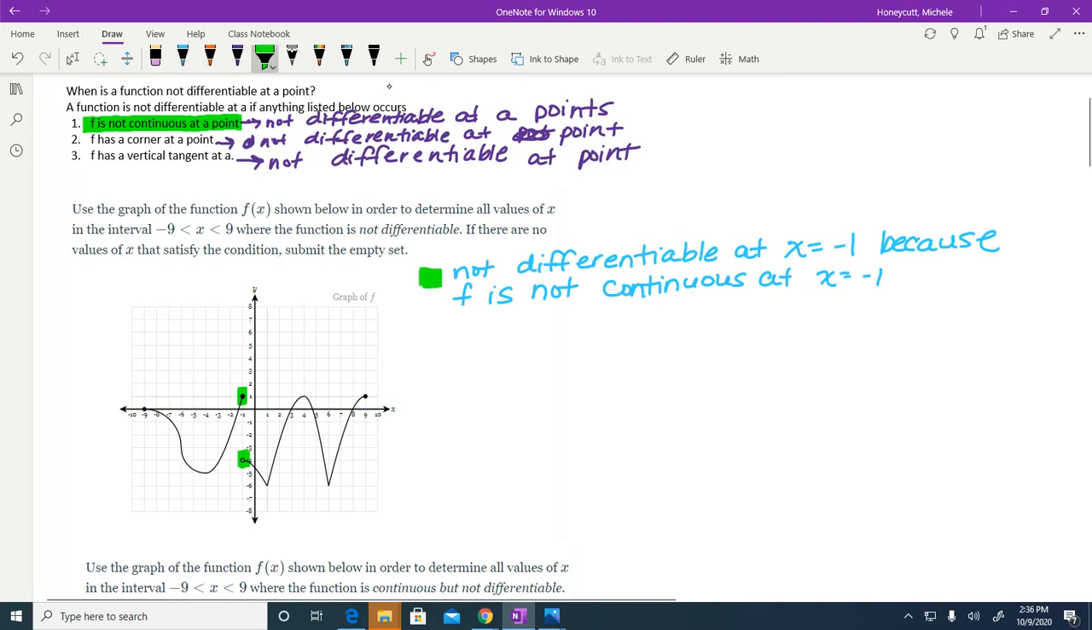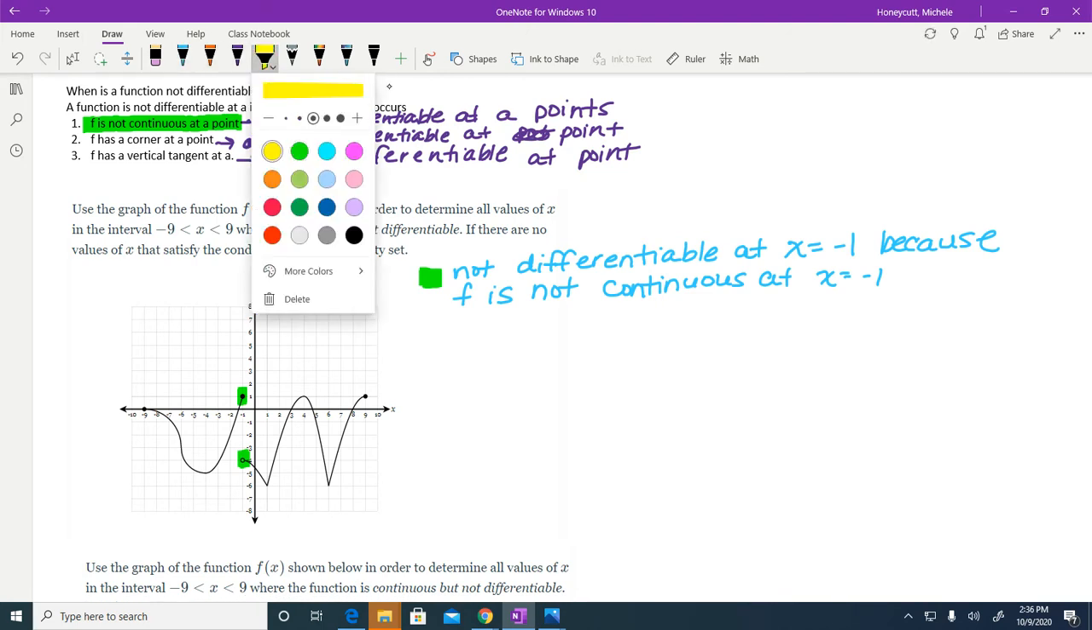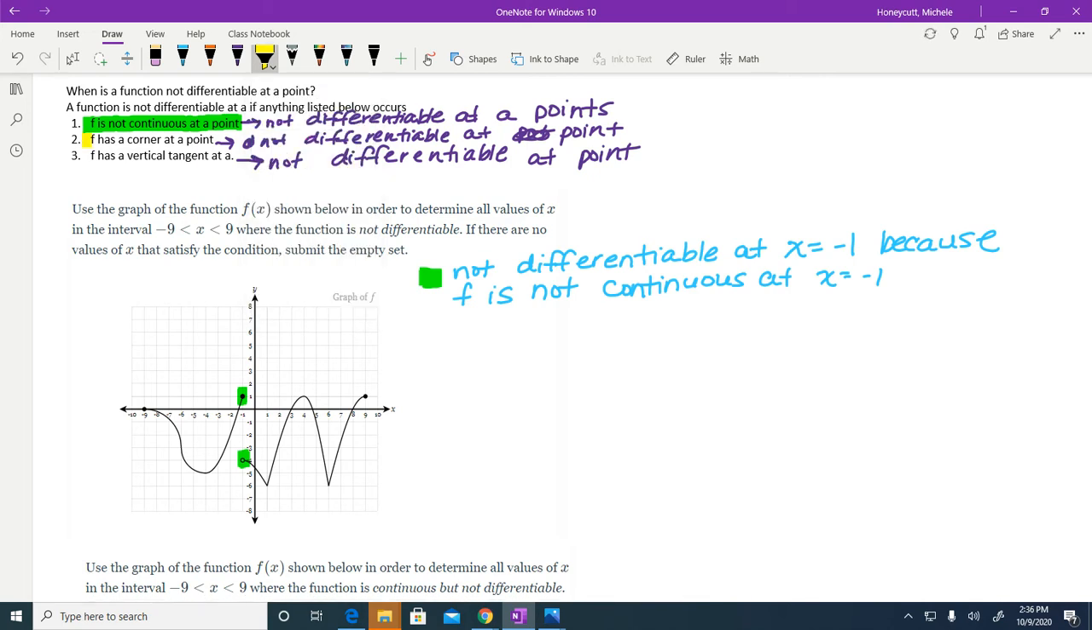The next place you'll look to see if a place where the derivative wouldn't exist would be at a place where f would have a corner point or a sharp turn. So corner points look like elbows or like points. So there's a point here and there's a point here. So that means that the derivative does not exist or the function is not differentiable at x equals 1 and x equals 6 because there's a corner point.